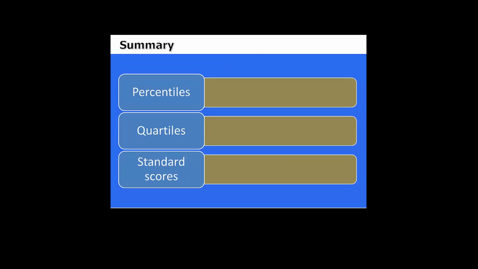Let's summarize. In this lesson, we covered 3 measures of position: percentiles, quartiles, and standard scores. The values that divide an ordered data set into 100 equal parts are called percentiles. The observation at the 50th percentile corresponds to the median of the data set. Quartiles divide an ordered data set into 4 equal parts.